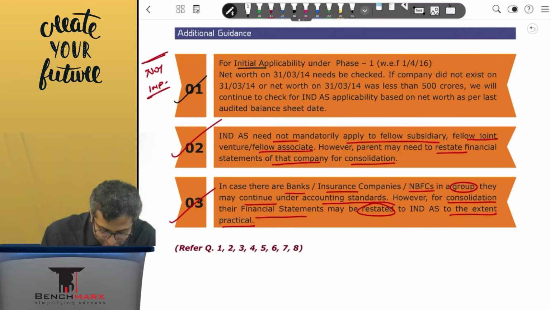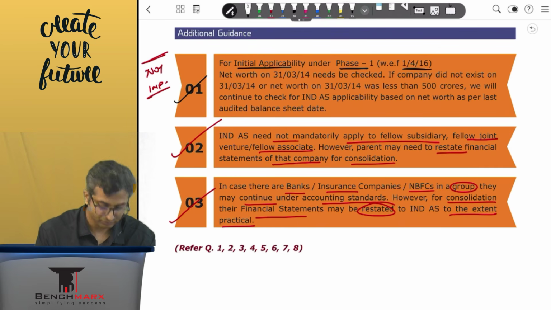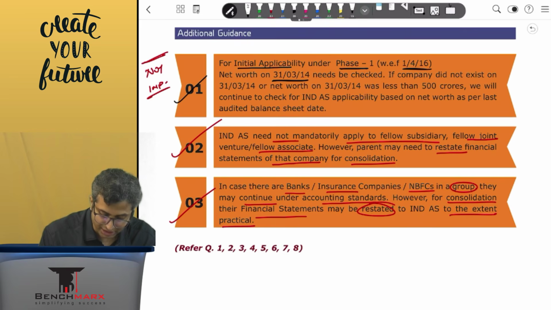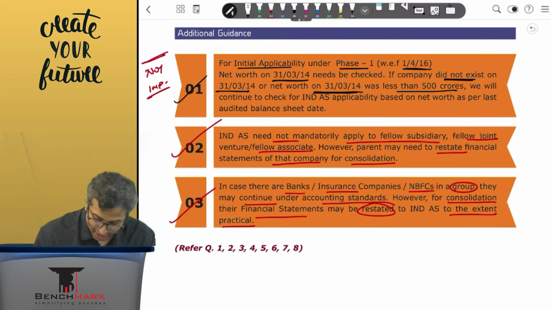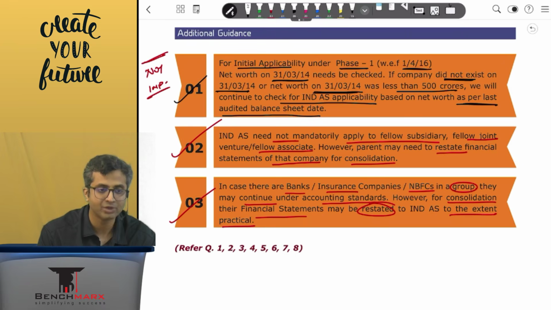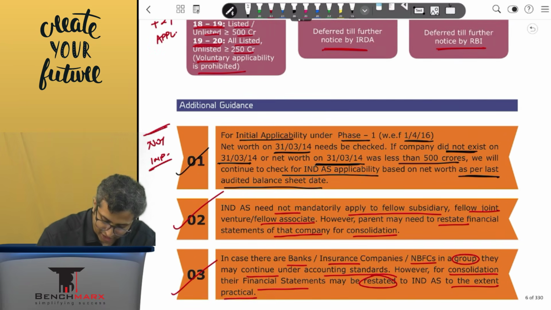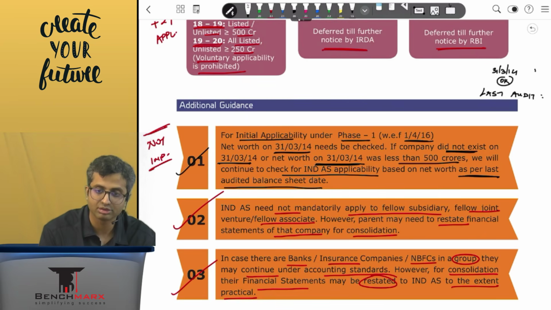For initial application under phase 1, that is with effect from 1st April 16, net worth on 31st March 14 needs to be checked. If a company did not exist on 31st March 14, or the net worth on 31st March 14 was less than 500 crores, our second example, where it was only 200 crores, then we will continue to check for Ind AS applicability based on the net worth as per the last audited balance sheet date. So basically, for first-time application you will look at the net worth on 31st March 14 or the net worth as per the last audited balance sheet. If any one of them crosses 500 crores, Ind AS will apply.